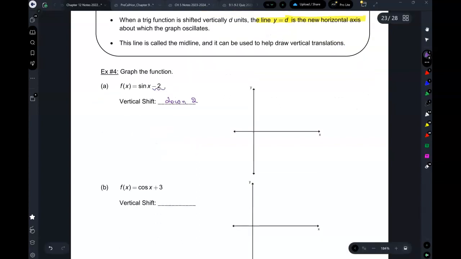So let's go down here, negative 1, negative 2. At negative 2, we have our new axis of oscillation. Let me make it more straight. Okay, the period hasn't changed, so we're going to go from 0 to 2 pi. So 1, 2, 3, 4 to 2 pi. So I got pi over 2, pi, 3 pi over 2. Okay, the amplitude is 1, correct? So this is negative 2, this is negative 3.